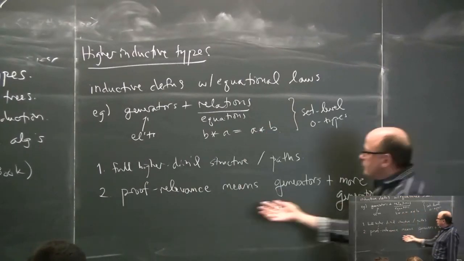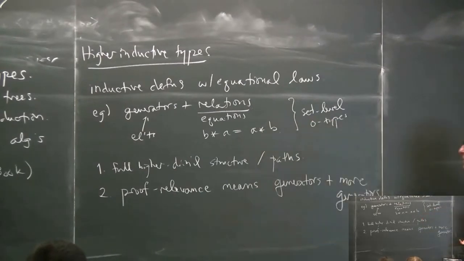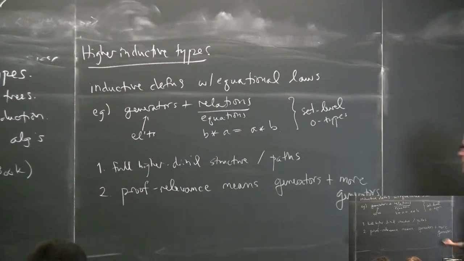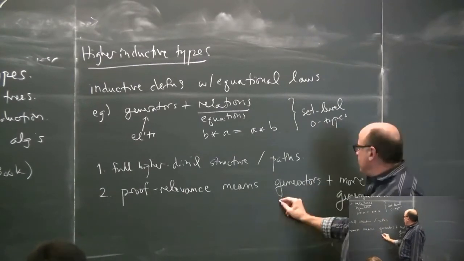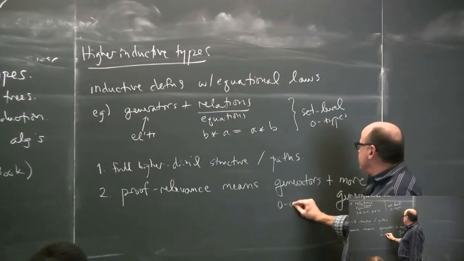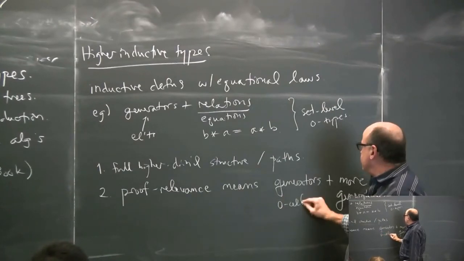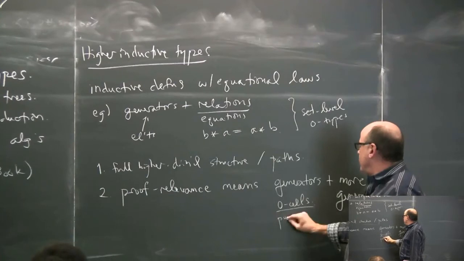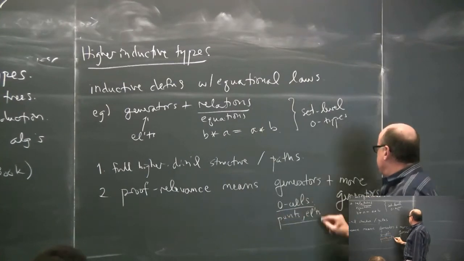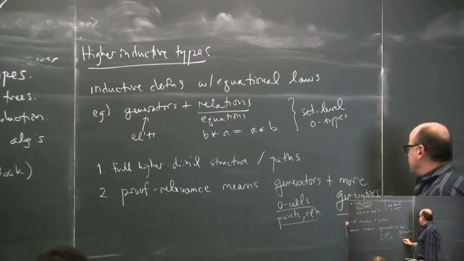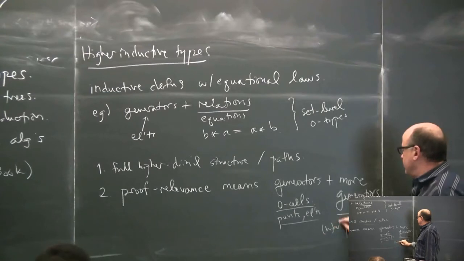So in the proof relevant environment, there's no such separation. That is, everything is just a matter of having generators and more generators. And what do we mean by that? Well, these generators would correspond to, for example, zero cells. That is, or we could call these the points or the elements or whatever term you would like to use, okay, of the type. And these are going to correspond to paths. And I'll even emphasize, I'll say higher paths.